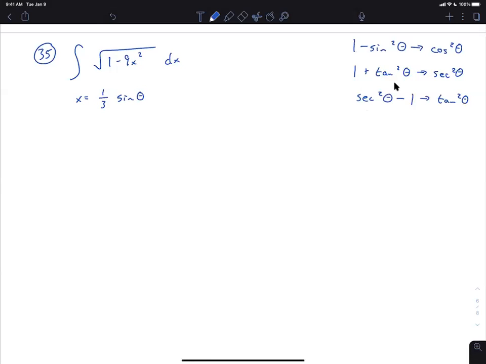So we let x equal 1/3 sine of theta. Then we figure out what dx is. dx is the derivative of that, which is 1/3 cosine theta, but then times d theta. So dx is the derivative times d theta.